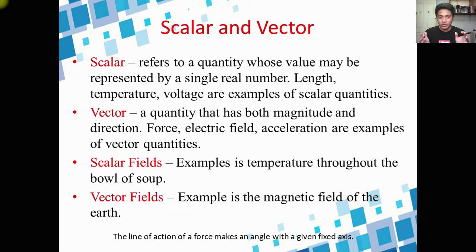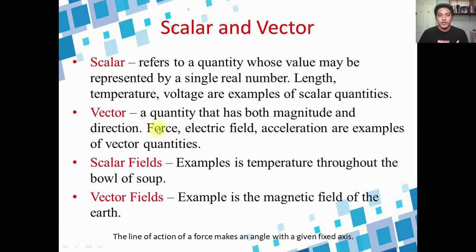Never a direction, because a quantity that has a magnitude and direction is what we call the vector. But without the direction, only the magnitude, that is what we call the scalar. So some of the examples of scalars are length. It does not have any direction. Temperature, of course. Voltages. These are examples of scalar quantities.